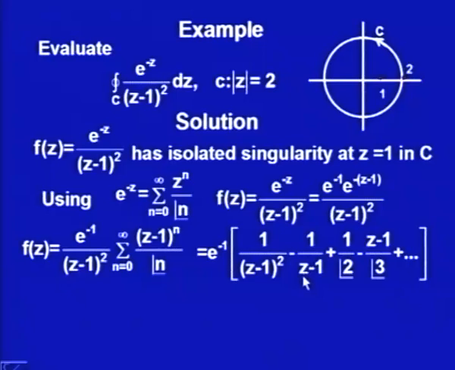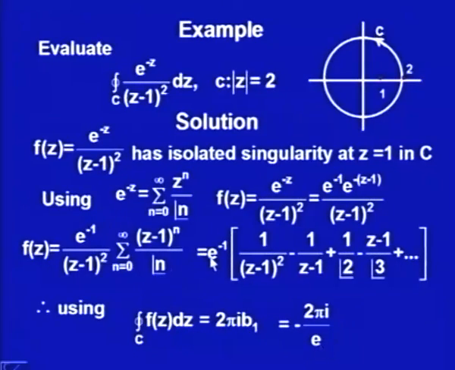Now, what is B1, that residue? The residue is the coefficient of 1 upon (z minus z naught). The coefficient of 1 upon (z minus 1) is here minus 1, and of course, this e to the power minus 1. So minus e to the power minus 1. What we have got is that the residue B1 is minus e to the power minus 1. If I use the formula which says the integral along this contour C of f(z) dz is 2 pi i B1, so 2 pi i into minus e to the power minus 1, or minus 1 upon e, I have got the integral as minus 2 pi i upon e.